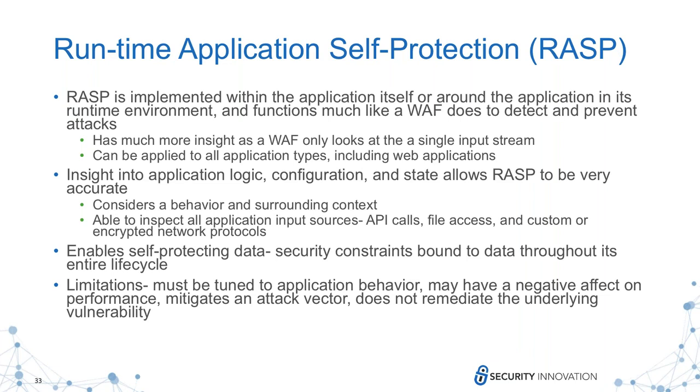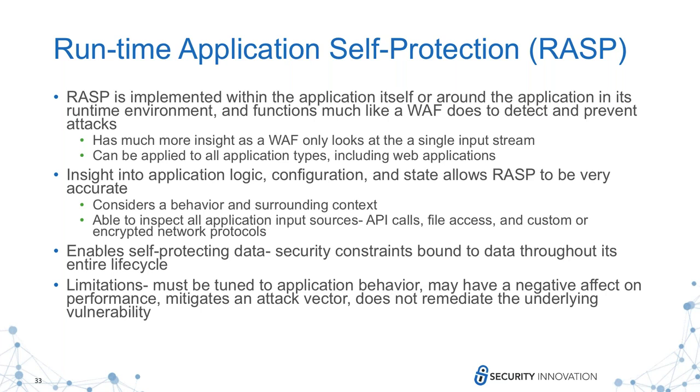Runtime application self-protection, it's implemented within the application itself or around the application in the environment. And it functions largely like a web application firewall does to detect and prevent attacks. It has a lot more insight because a WAF really only looks at the traffic, and so it has that one single input stream. Whereas RASP can be applied to all the different input streams for an application. So libraries, file, network, registry if it's a Windows application, things like that. And they can be applied to all application types. And RASP can also be applied to web applications.